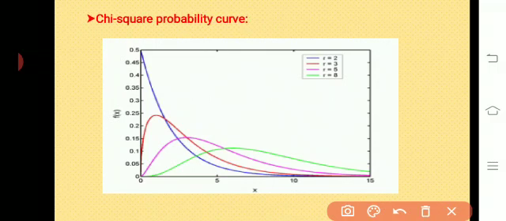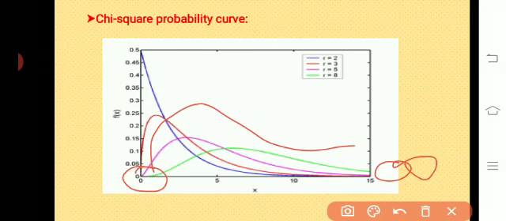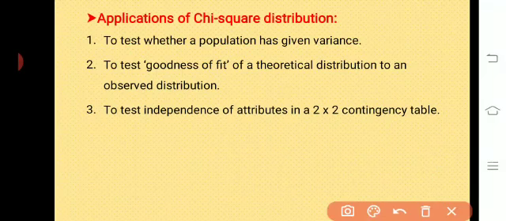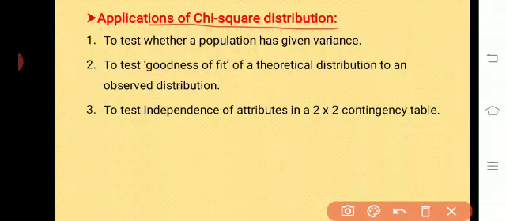And you can observe here chi-square distribution is positively skewed because the range of chi-square distribution is 0 to infinity. It is 0 to infinity, so it is a positively skewed curve. Then we have the applications of chi-square distribution.